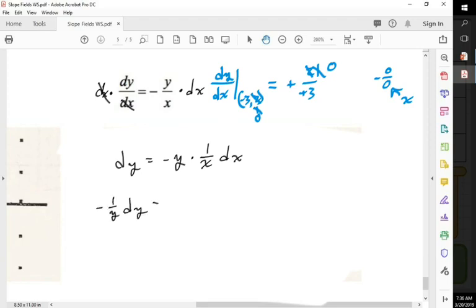Negative 1 over y times dy equals 1 over x dx. And then your job next is to integrate both sides. So we're going to go ahead and integrate both sides. I'm going to put the negative on the outside because it's pretty much like a scalar. Right? And then after I do that, let's do our integration. We have the natural log of y, and take the absolute value of that. And I'm not going to put plus c, even though I should, because this is that indefinite integral. There's not an upper and a lower bound.